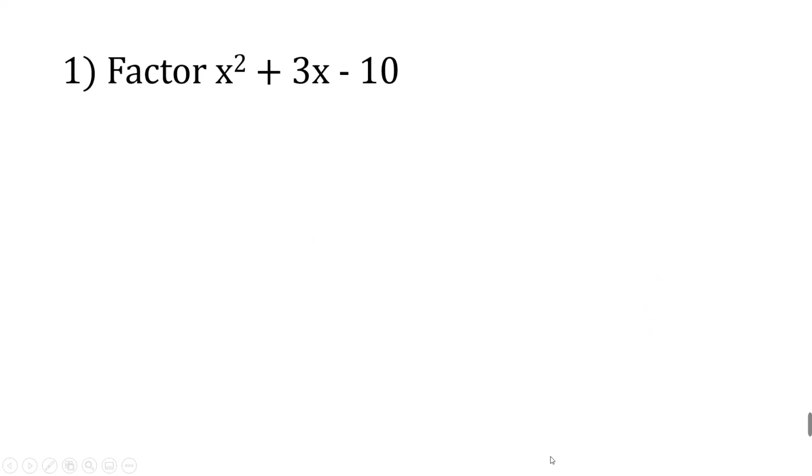Now let's try an example. Factor x squared plus 3x minus 10. So again, I'll start with a t-chart, and I want to get 2 factors that multiply to give me negative 10 that add to give me positive 3. So this is the add to, the linear term with the x on it. And this is the multiply to, and you always want to take the sign with it. Okay, so negative 10.